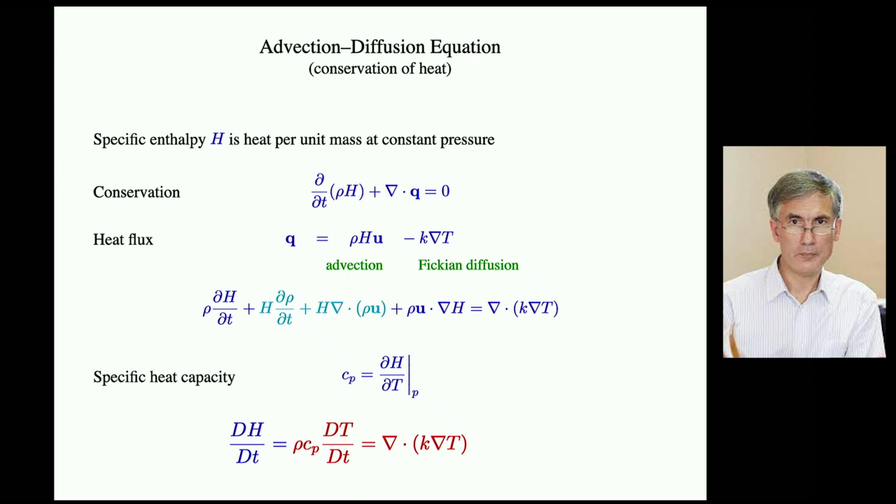So let's take this expression and put it into our conservation law. The first thing we do is apply the product rule to this time derivative. So I've got rho dh/dt plus h d rho/dt. That's that first term. I've then got the divergence of the advective flux, and I'll use the product rule again. So h times the divergence of rho u plus rho u dotted with the gradient of h. It's just the product rule. And then I've got the divergence of my diffusive flux, which I've put on the other side.